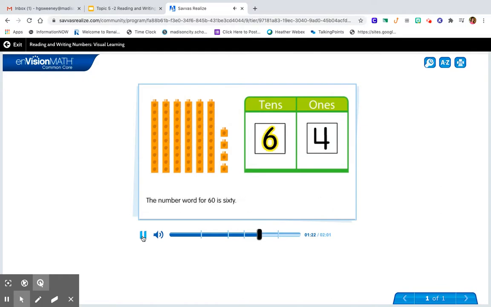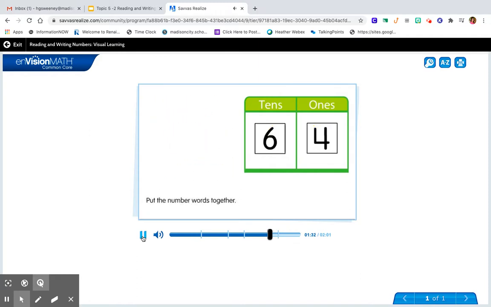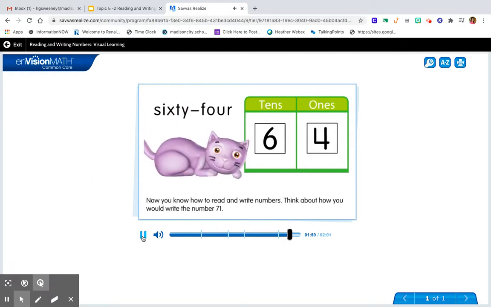The number word for 60 is sixty. The number word for 4 is four. Put the number words together. When you write the two number words together, why do you place a hyphen between them? You place a hyphen between two word numbers to connect them into one number word. Now you know how to read and write numbers. Think about how you would write the number 71.